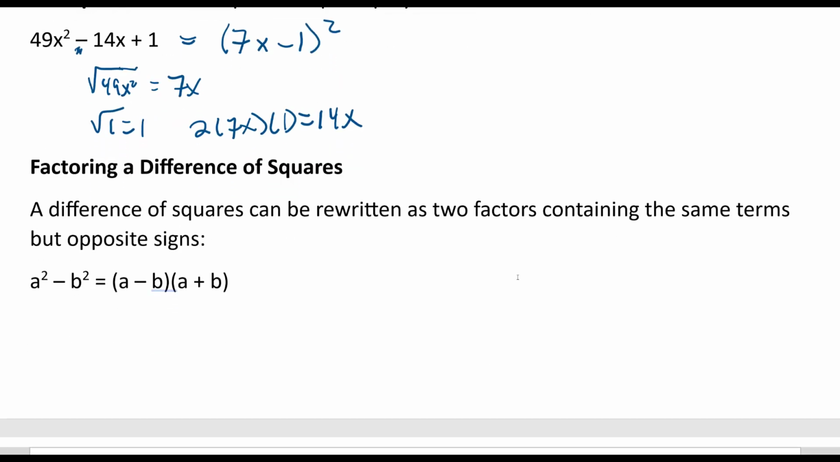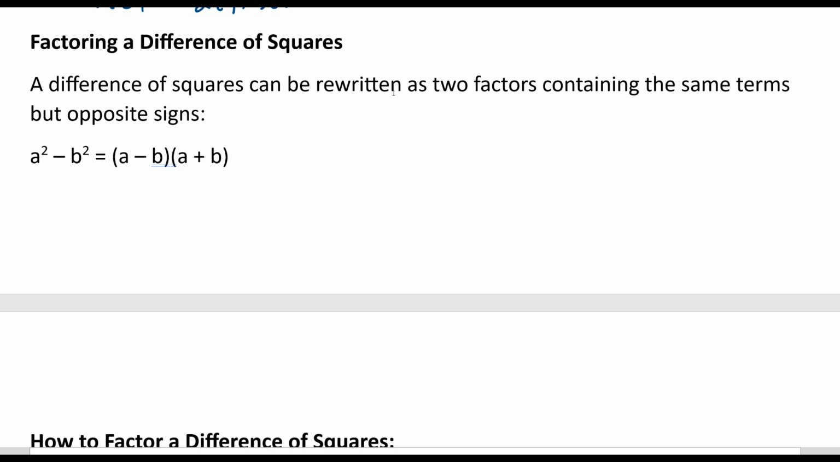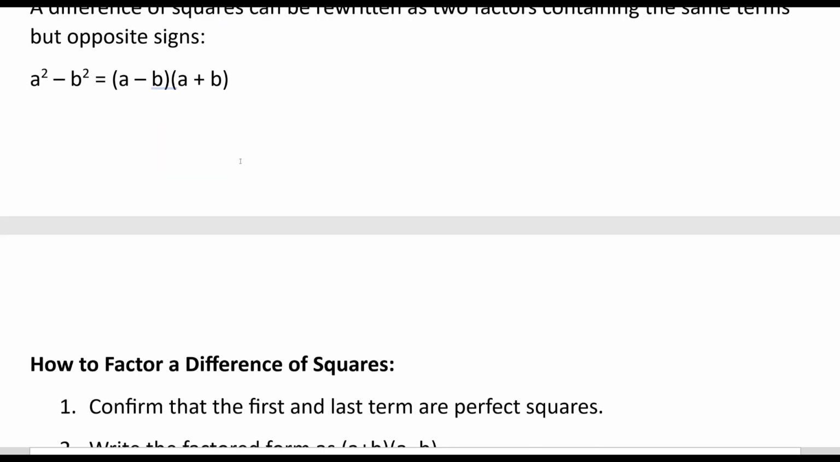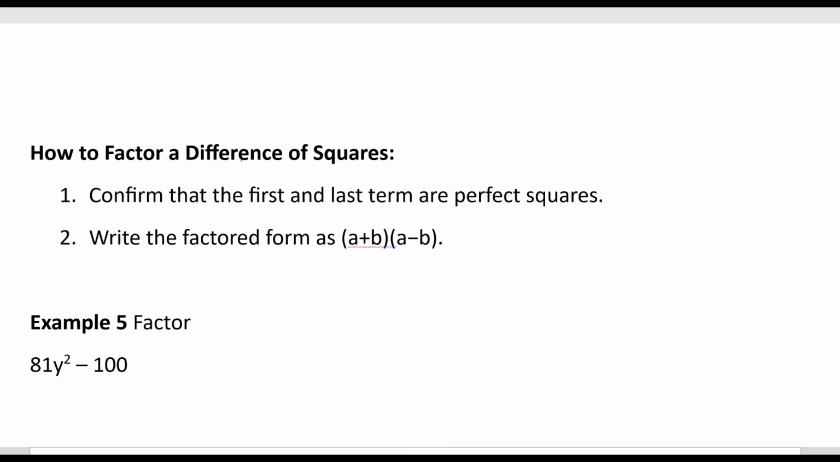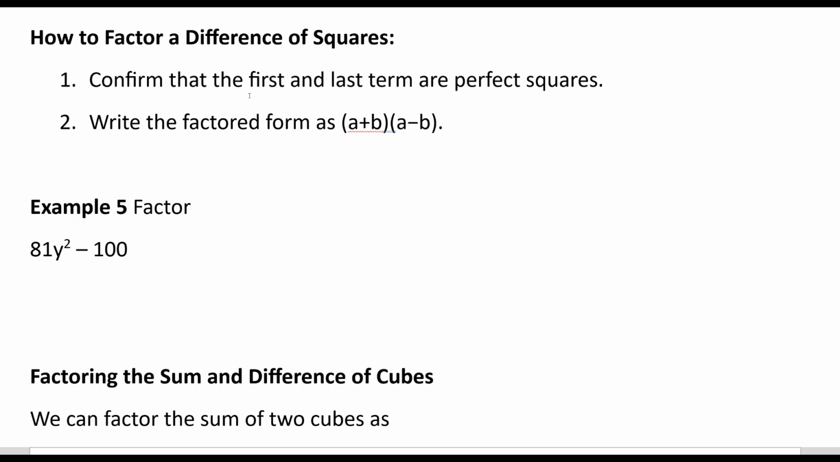Okay, factoring a difference of squares. A difference of squares can be written as the two factors containing the same terms with opposite signs. These are called conjugates of each other. So a squared minus b squared is a minus b times a plus b. Confirm that the first and last terms are perfect squares. Write the factor form as a plus b times a minus b.